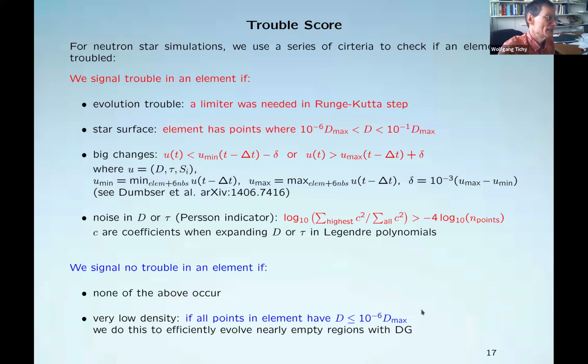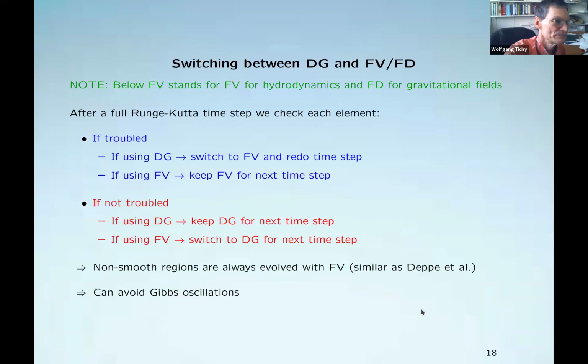Okay, so this is how we signal trouble or not, and then we can decide if we use DG or not. And here is how we switch between the two, right? So then you have to decide how you actually switch. You now have an indicator that tells you when to switch, but now I'm going to say a few more words on how we switch. And in this text here, the FV stands for either finite volume or for finite differencing for the gravitational fields.